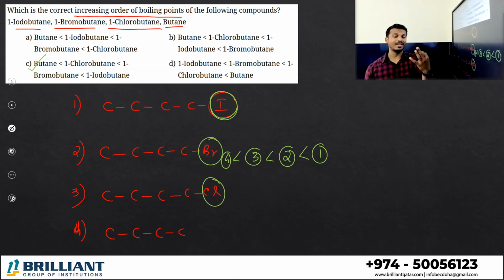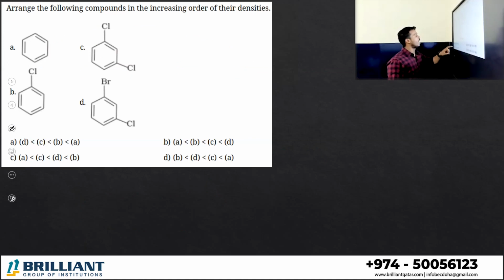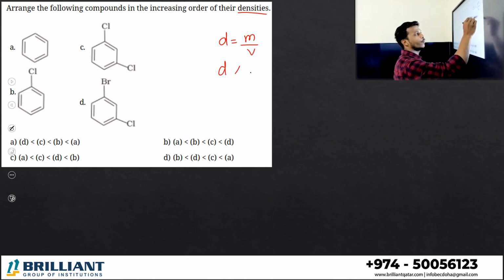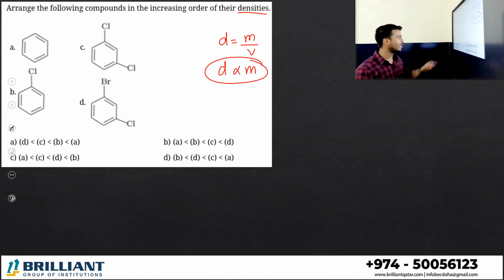I think around 3 different type of question we discussed about same concept boiling point. Correct? Next one. Arrange the following compound in the increasing order of their density. You know, density related to what? Mass by volume. So density directly proportional to mass. See, where is which compound having greatest mass? First one pure benzene, second one chlorobenzene, third one dichlorobenzene, the other one bromochlorobenzene. You know, option D, right? D compound having greater density.